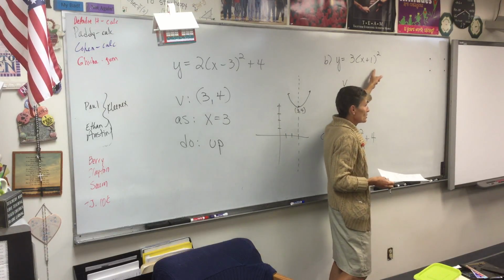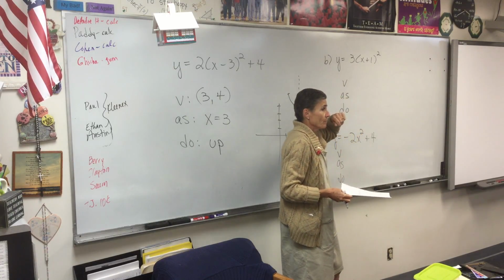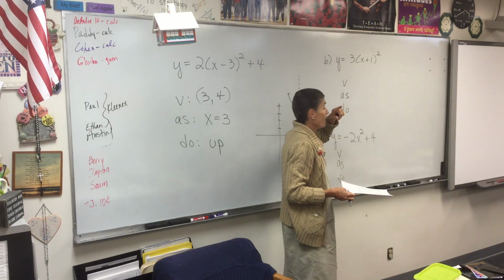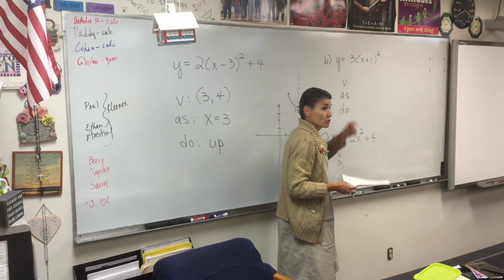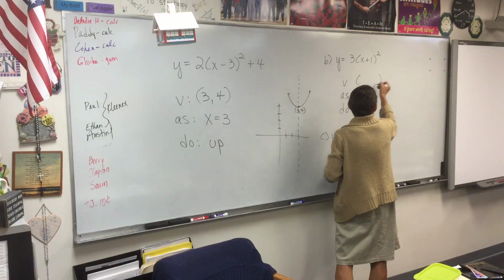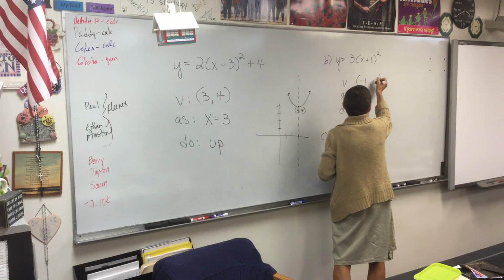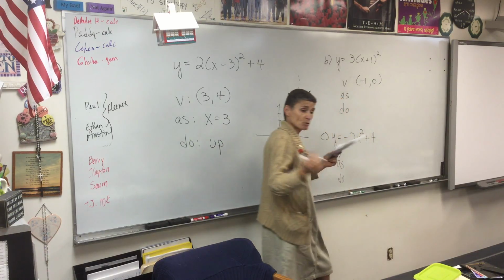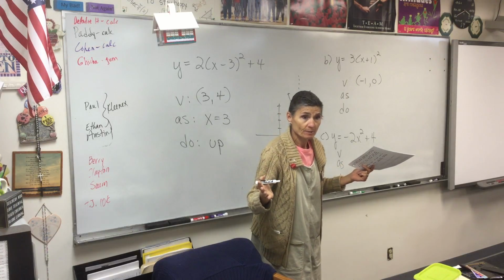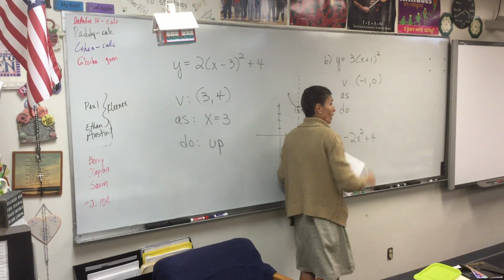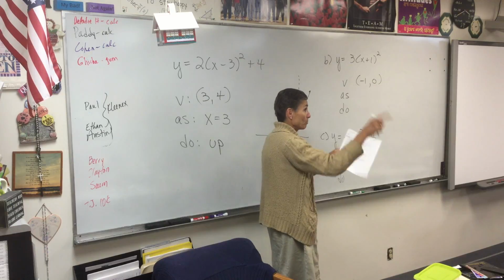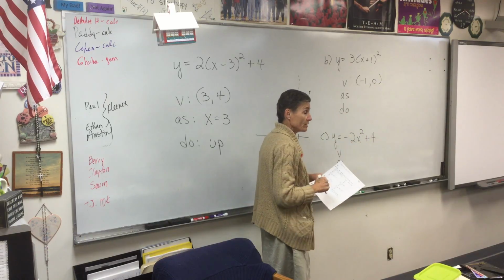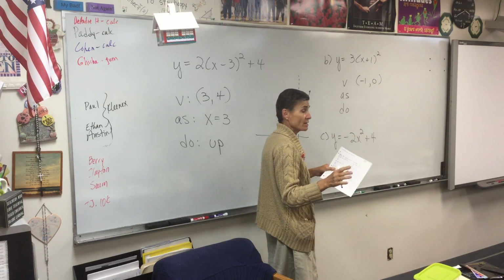What have you done to your equation here? Moved it to the left 1. So where's its vertex if you moved it to the left one? -1, comma 0. So if that's what you put, you're right. You got it. It went to the left 1 unit. That's what x plus 1 in parentheses does. It moves you 1 unit to the left. Rules haven't changed. Everything's the same.